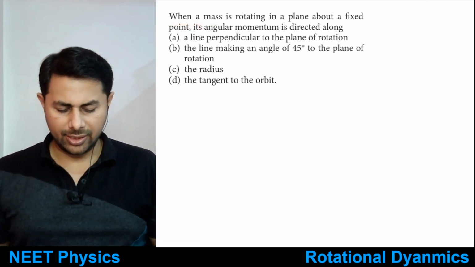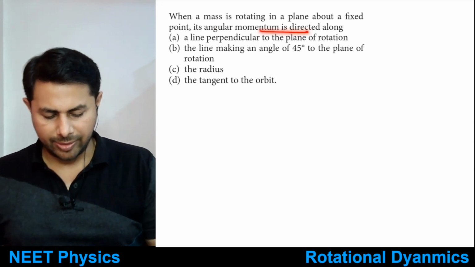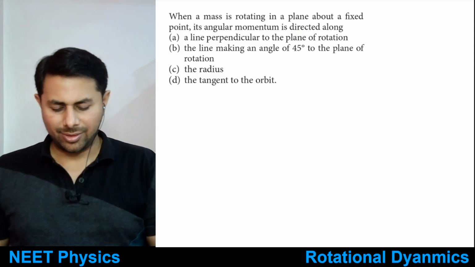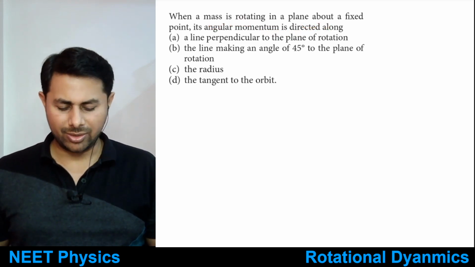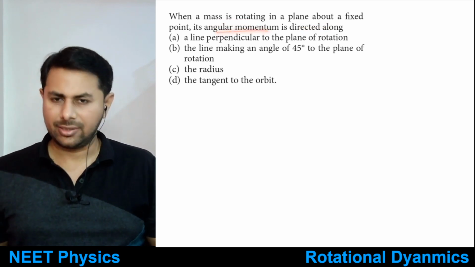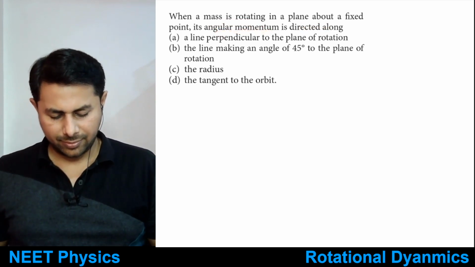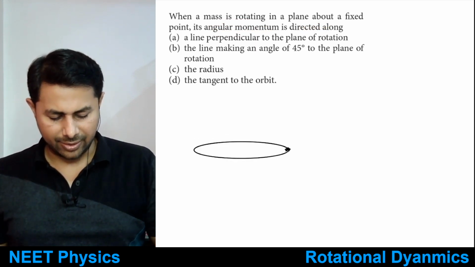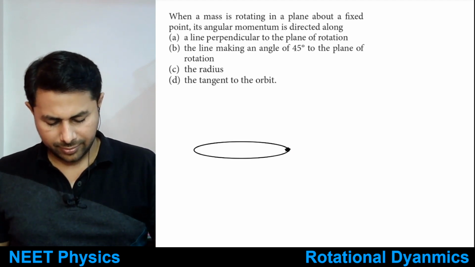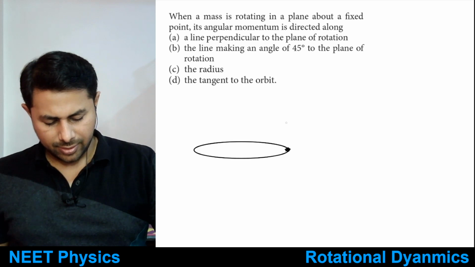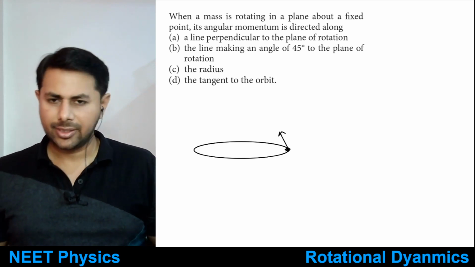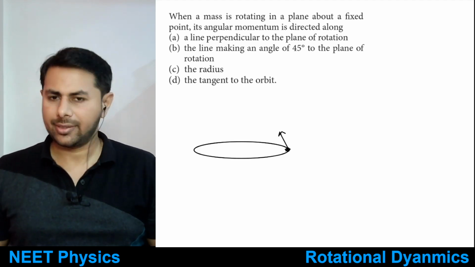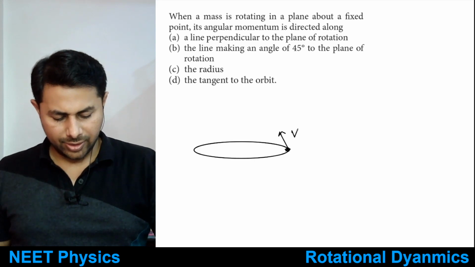When a mass is rotating in a plane about a fixed point, its angular momentum is directed along. Okay, tell me. Let's say this is the mass rotating in a plane, so at this point it's moving in this direction. Option A is the line perpendicular to the plane of rotation. Right, that's correct. Okay, so this is V bar.